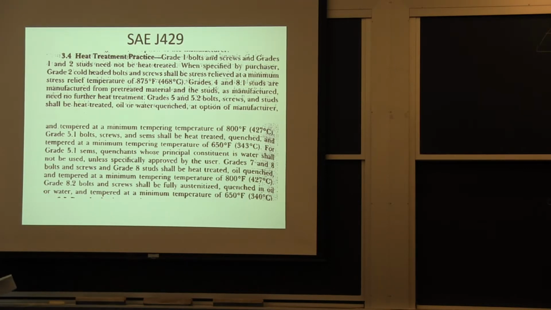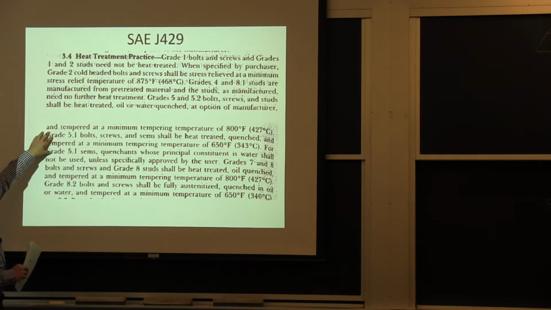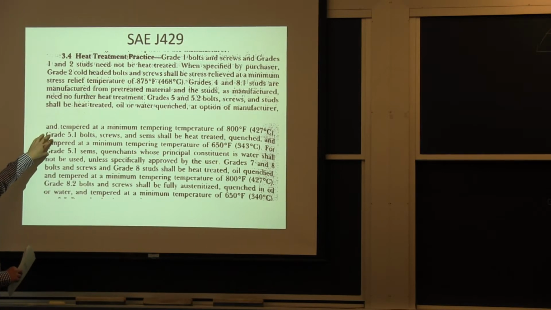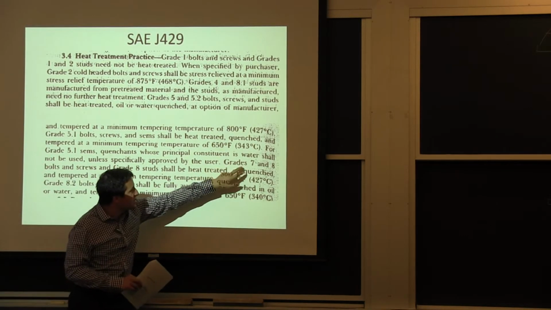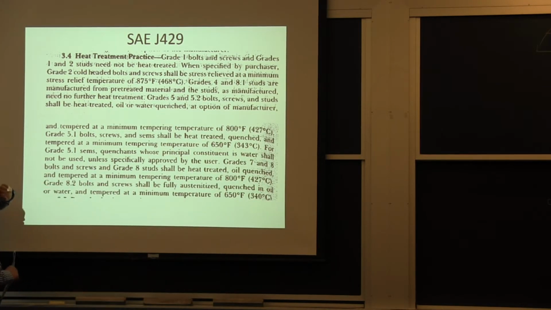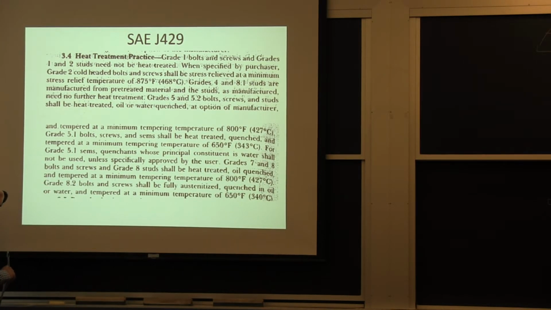So here, they say if you have this grade of bolt, a grade 2 bolt, it's going to be stress relief, so it avoids that problem of residual stresses. Now, if you keep going up, it talks about quenching and tempering, and it will tell you temperatures. If you go to here, grade 7 and grade 8 bolts and screws shall be heat treated or quenched. So they tell you how you're going to quench it and temper to a minimum temperature of 800 Fahrenheit.